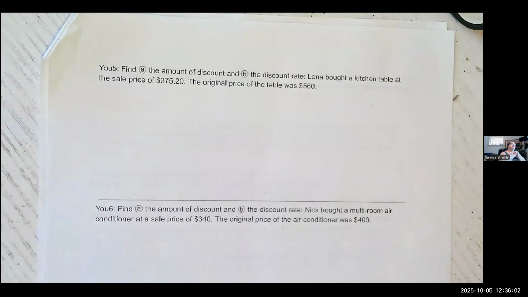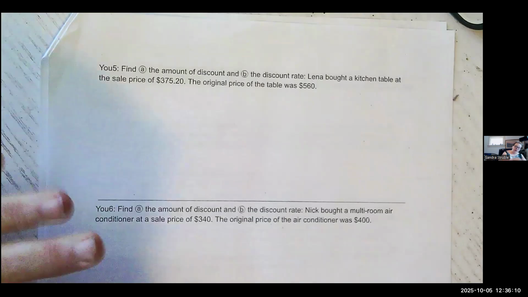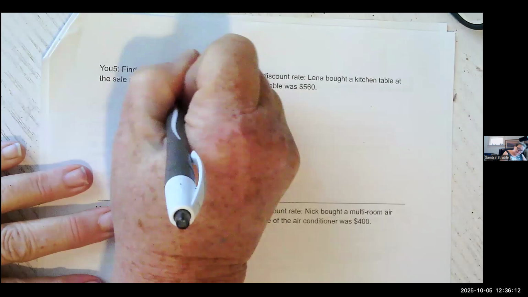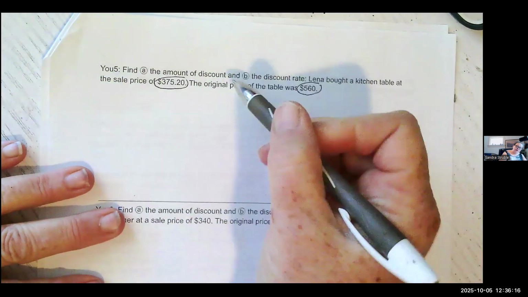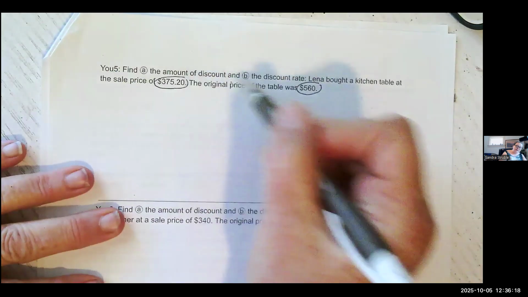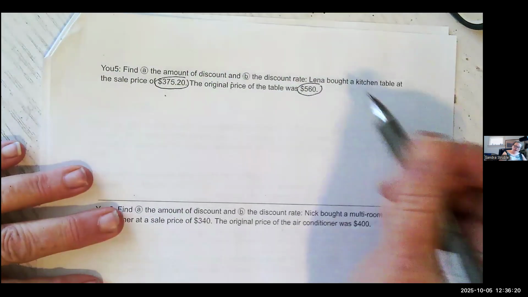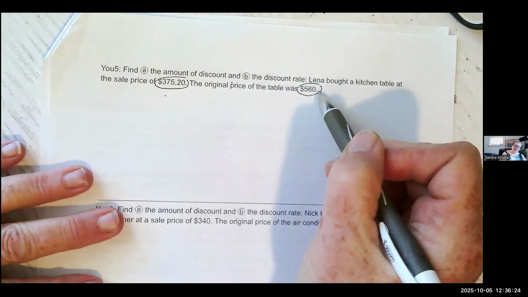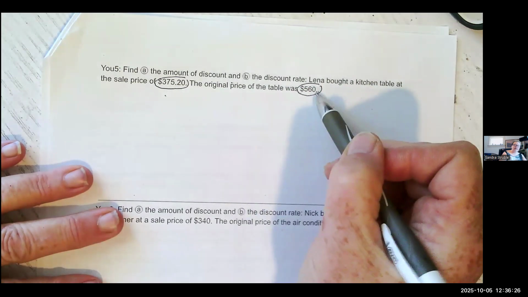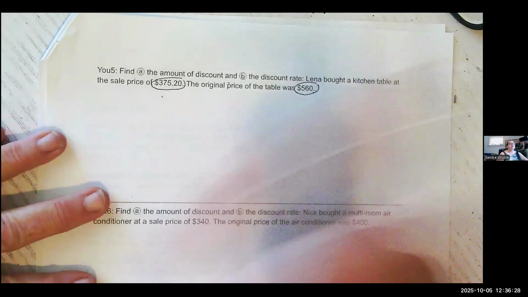All right, now it's your turn. Hopefully you took good notes on the last one. I'm going to read this first one to you. It says find the amount of the discount and the discount rate. Lena bought a kitchen table at the sale price of $375.20. The original price of the table was $560. You need to find your amount of the discount by subtracting them, and then your discount rate by dividing that number by the original 560 and then multiplying by 100. Pause the video and come back to see how you did.